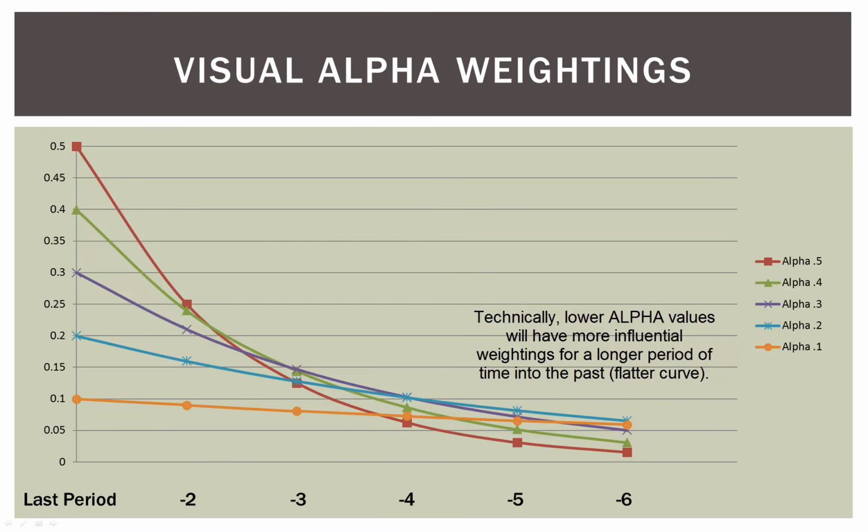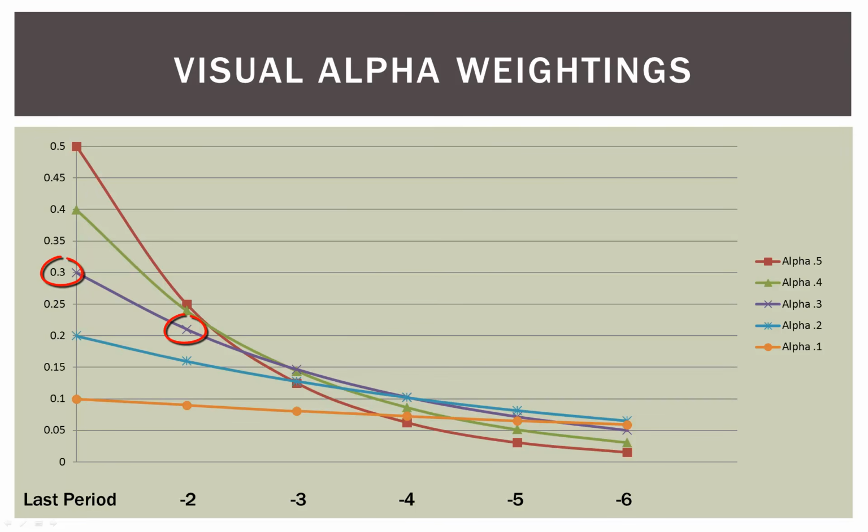Now look at the same thing for alpha of 0.3. Our weightings start at 0.3, and that purple curve is much flatter. So last period's weighting relative to 2 years ago, the difference between them is much less severe than it is for the alpha of 0.5. And all this means is that we are giving more emphasis to data in the past.